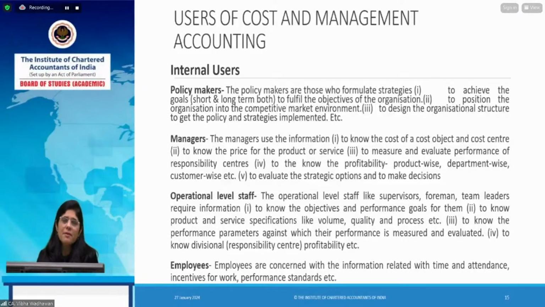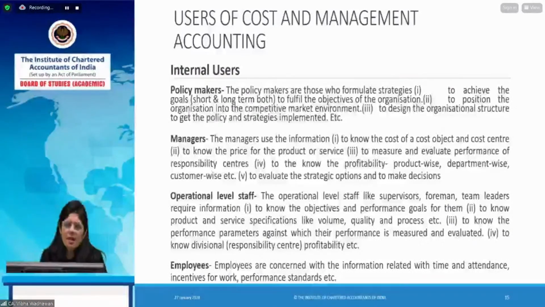So all this cost and management accounting gives this information to the managers, to evaluate the strategic options and to make decisions. The managers of different centers or departments get to know this information through cost accounting only. Of course, it's better to evaluate the performance of their department. It helps them evaluate their own performance, to know how they are achieving the management objectives, how the reports have to be made, and how to make it better in the next cycle. So this is how the management can use the information.